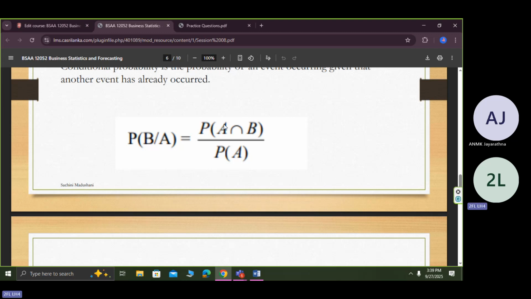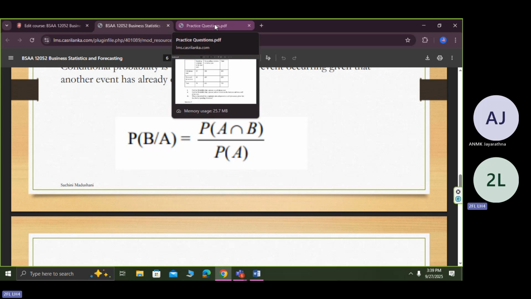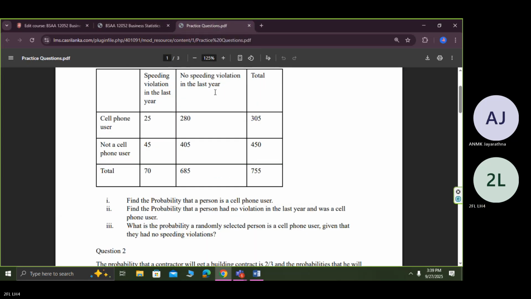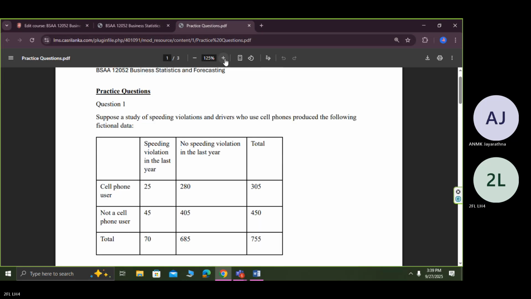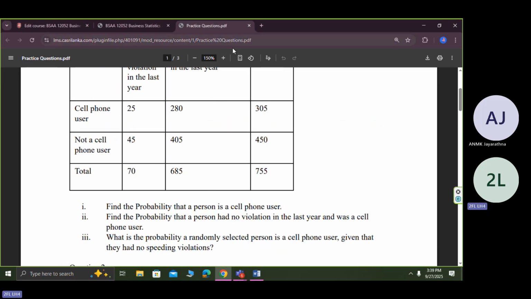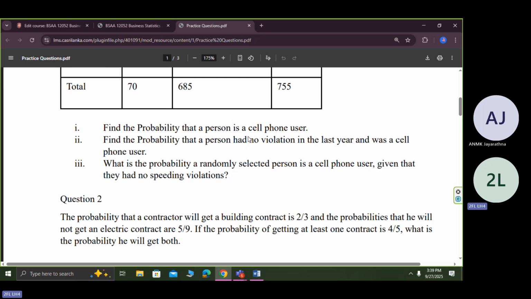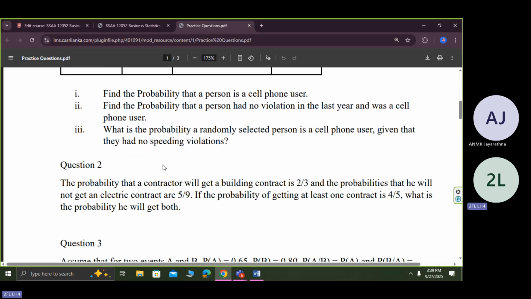Understood? Okay. When we use the contingency table to find the conditional probability, we don't need any formula. Okay, then here, read the Roman number 3 question. First read it. The third one.